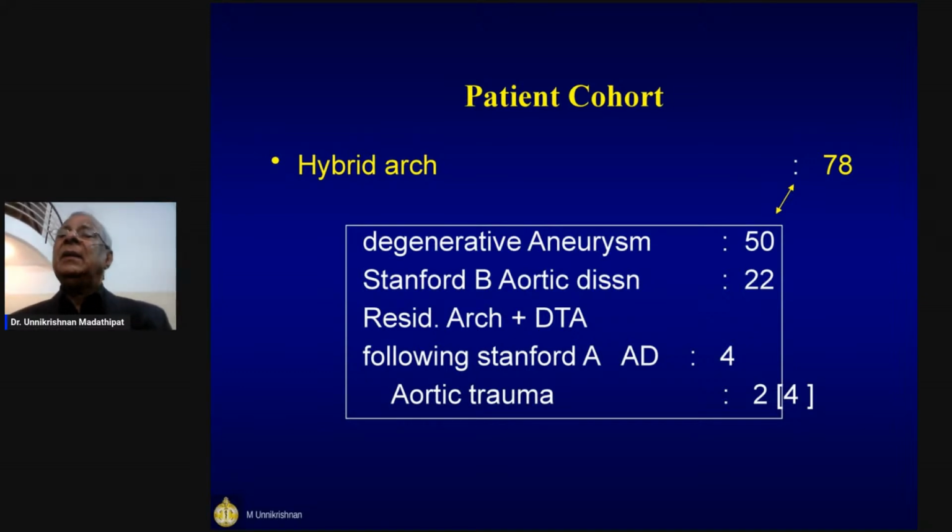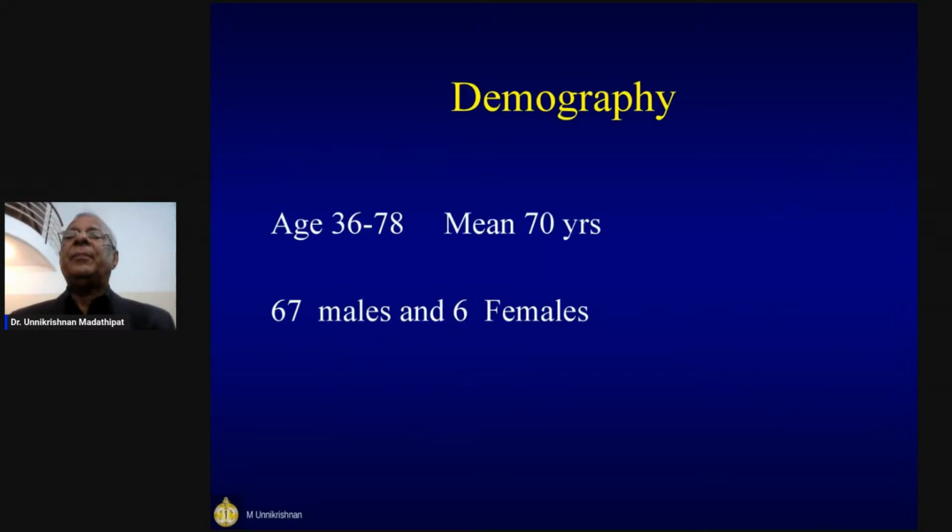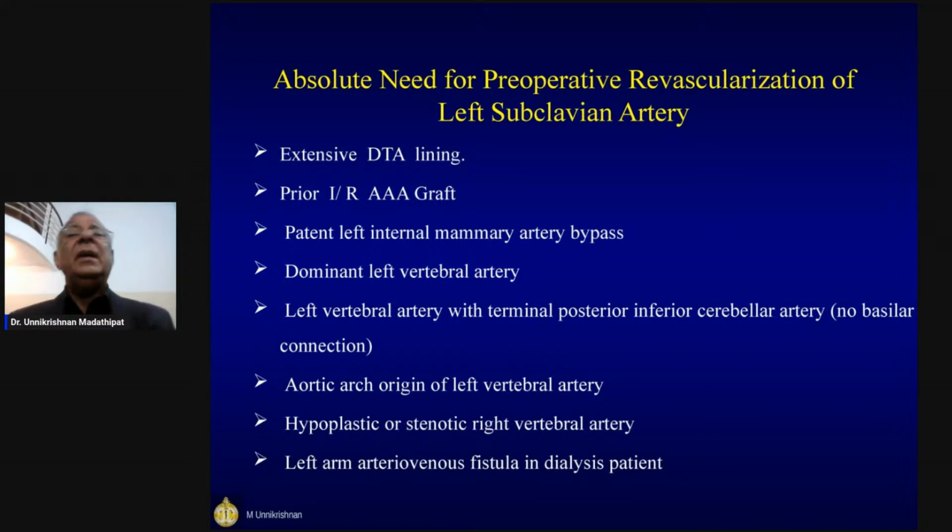Out of the 78, the majority, almost 2/3, have been degenerative atherosclerotic aneurysm. Next commonest is the Stanford B, and the other 2 varieties are not that common. The mean age is 70, the range from 36 to 78, and predominantly male. I think there's one question that is always there: what do we do with the left subclavian artery?